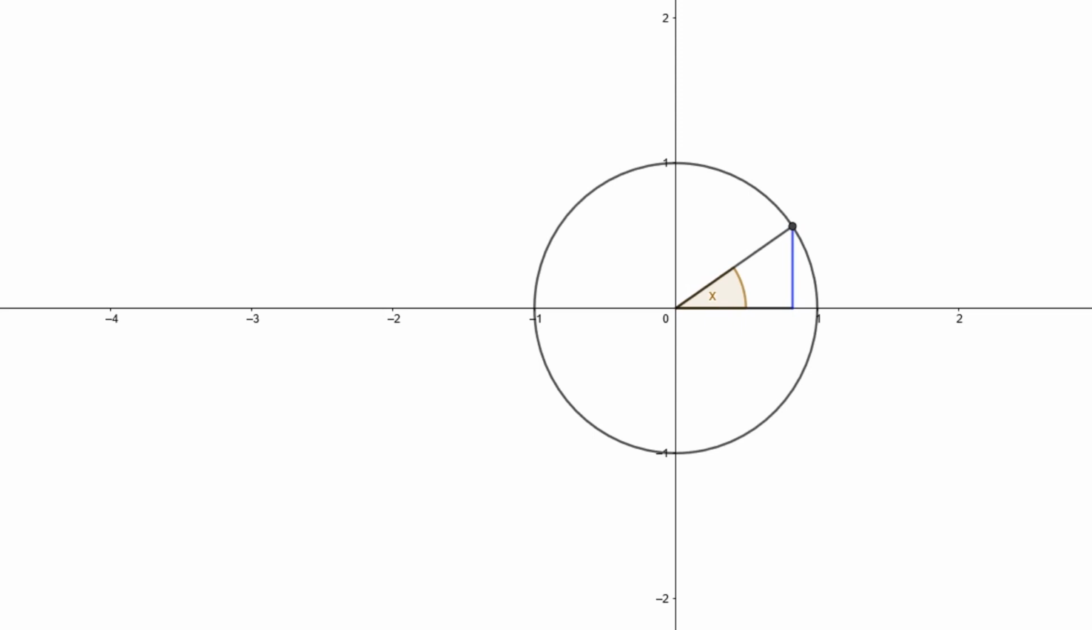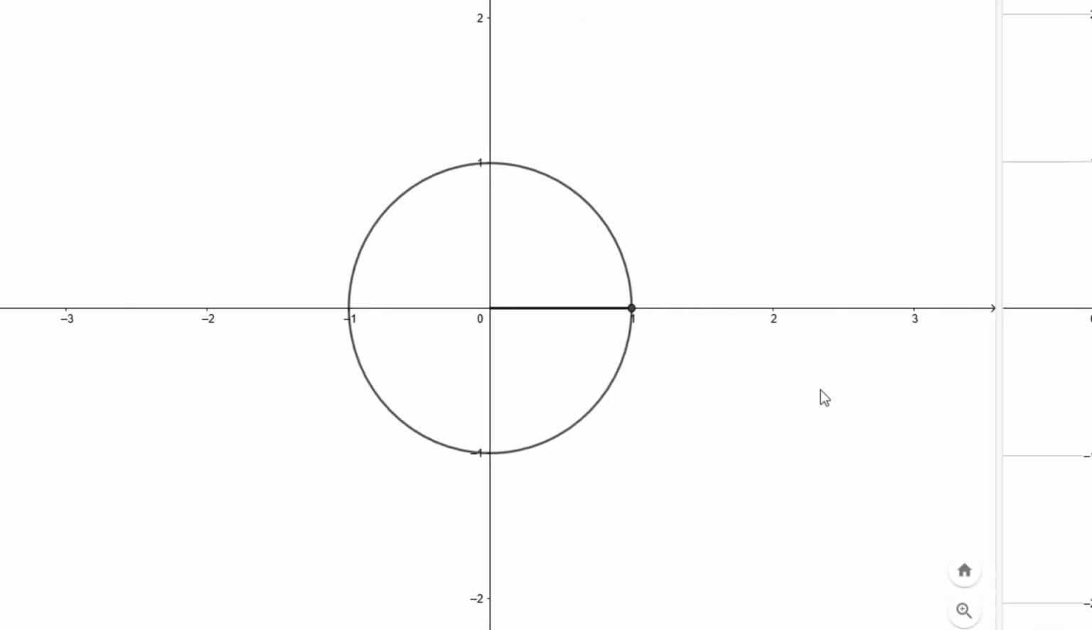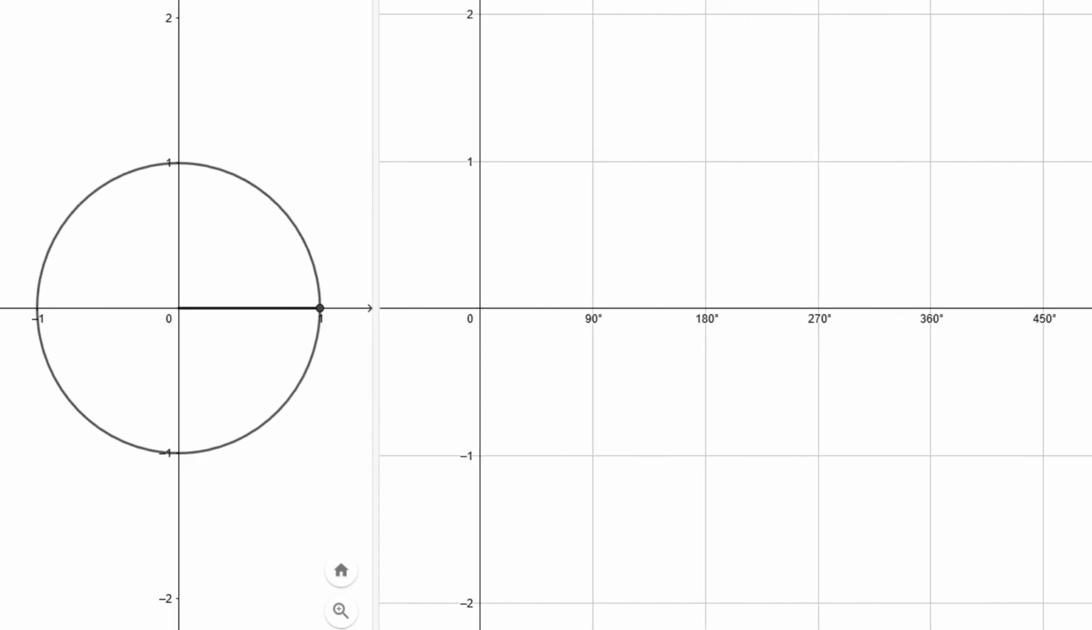We want to see the pattern of how that sine changes as the angle increases from 0 all the way around to 360. Let's reset it to 0. And we want to see what the graph would look like if we plot on the horizontal axis our angle x and on our vertical axis the value of the sine of x. Let's bring in a separate graph so we can see these both at the same time.